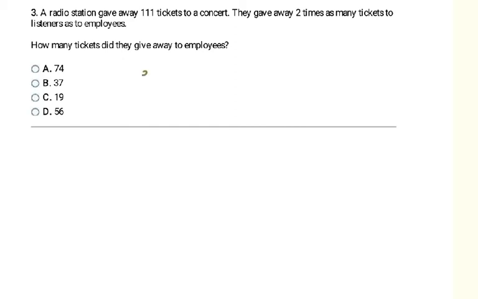It's asking for how many employees out of these total tickets. So that's how I know those are the 2 types of numbers I'm going to need to set up my proportion. So I'm looking for how many do employees out of that 111.